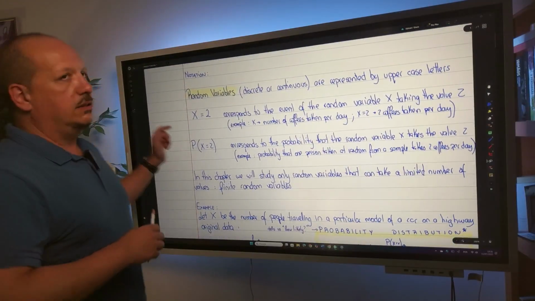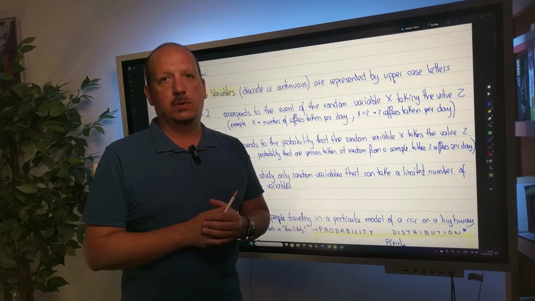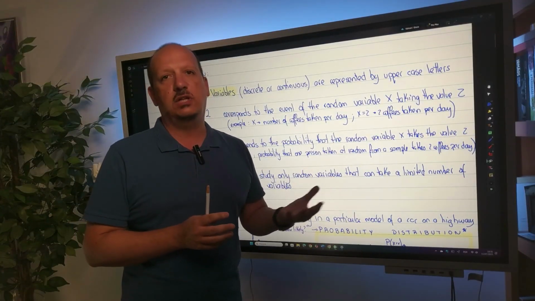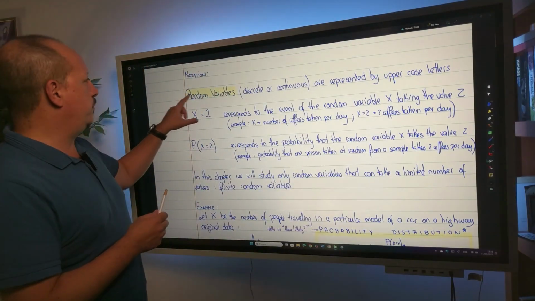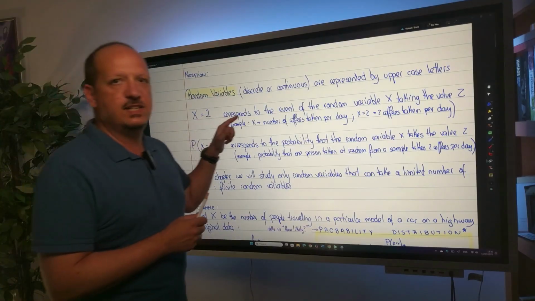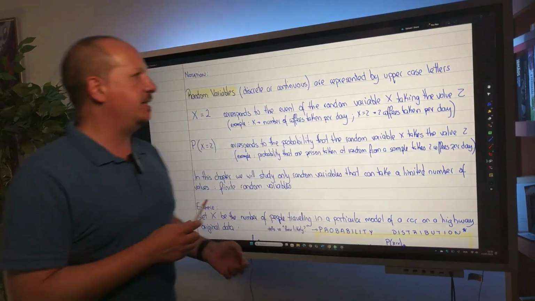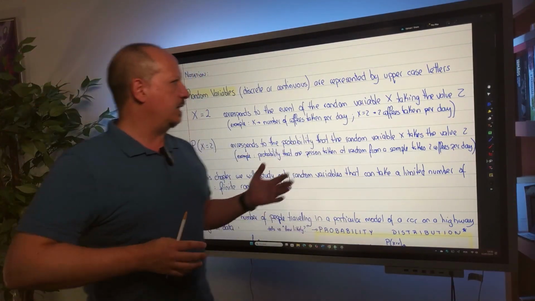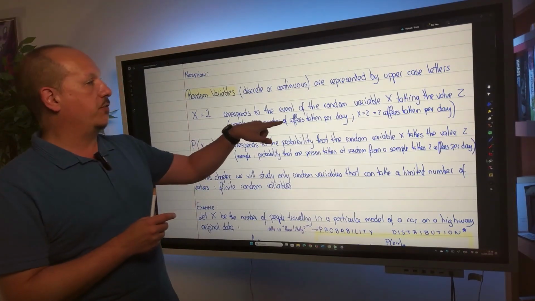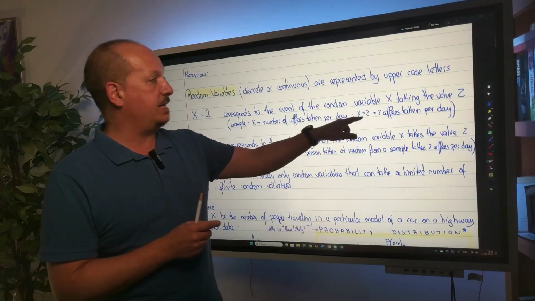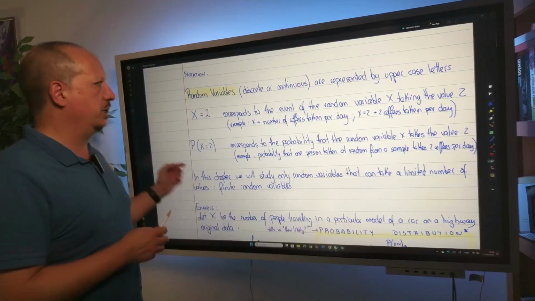We usually will associate with each of these variables a capital letter, which is usually an X or a Y, more commonly an X. So, for example, if you see something like this, X equals 2, what does this mean? This corresponds to the event of the random variable X, whatever it is, taking the number 2. Using the example I used before, if X is the number of coffees taken per day, then X equals 2 means 2 coffees taken per day or per morning. I think I said per morning a little while ago.